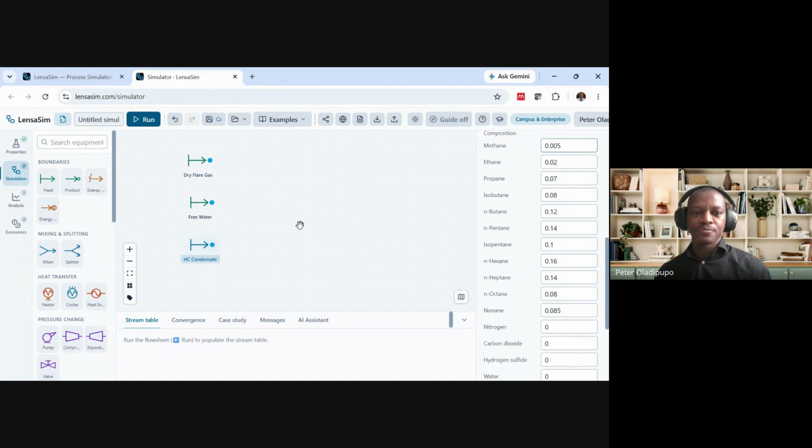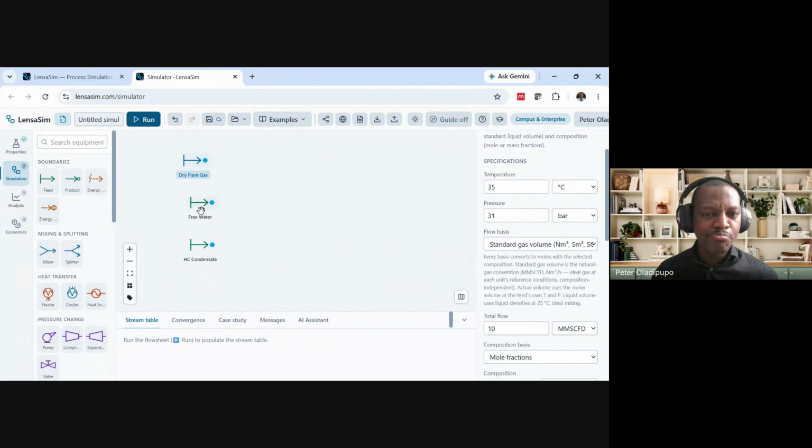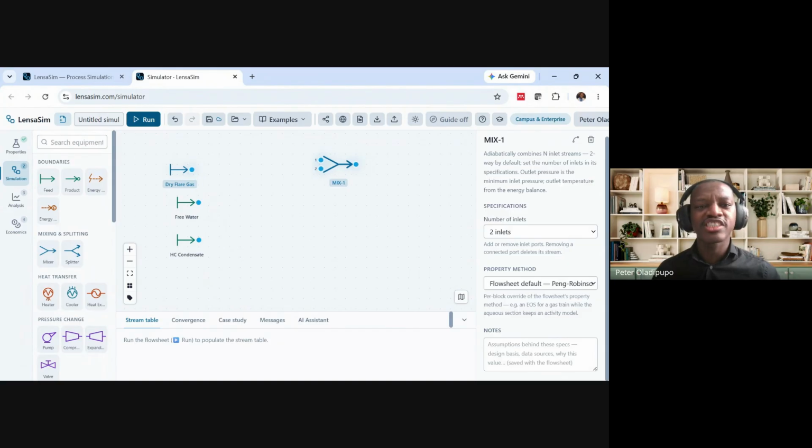Okay, so we have representative samples for the three primary components that ordinarily would be in the flare gas as it is exiting the oil well. Now, so we have this, just use a mixer. We have a mixer here to mix them together so that it is as though the way it should be.